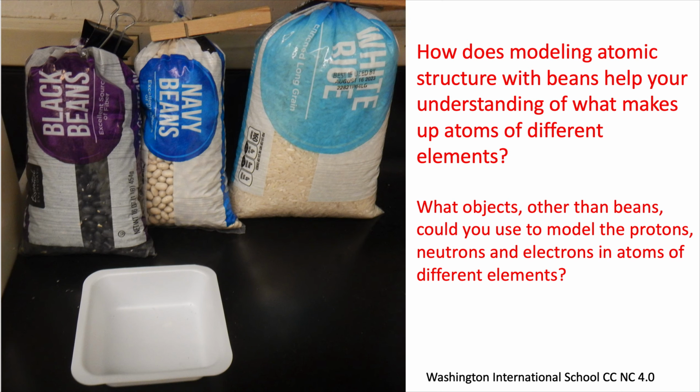So ending up like that, are the atoms going to be spherical in the model that we're producing? We'll develop that further as we study more chemistry. And how does the modelling like this help your understanding of what makes up atoms of different elements? So just jot a couple of things down, what helps and anything that doesn't help. And also to add, what else could you have used other than beans to model protons, neutrons and electrons in atoms of different elements?